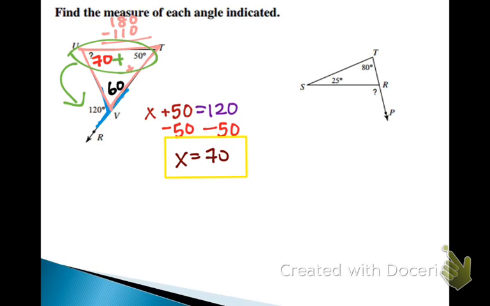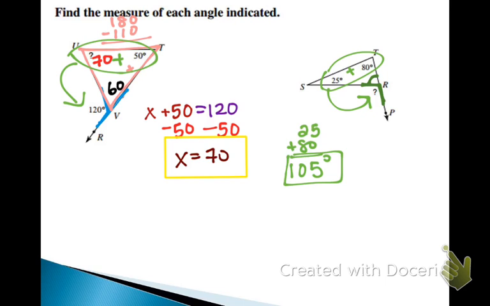Alright, we do our next one. Let's look, we're trying to find this exterior angle. Okay, so the adjacent angle is always attached to it. So let's look at the two interior non-adjacent angles, which would be 25 and 80. So we would add 25 and 80, and they will equal that outer angle. So 25 and 80, excuse me, make 105. That's our answer.